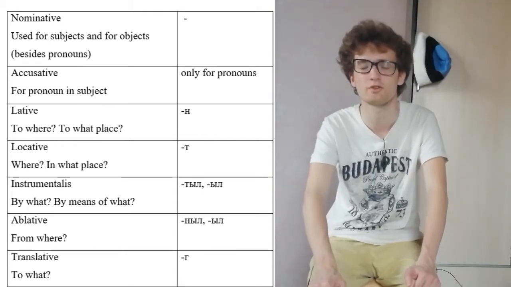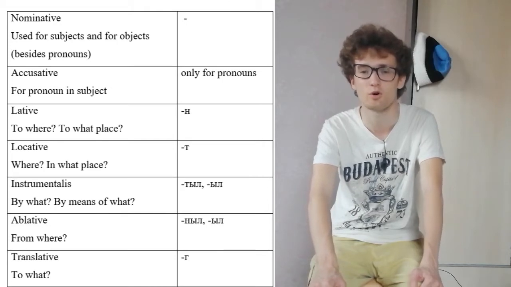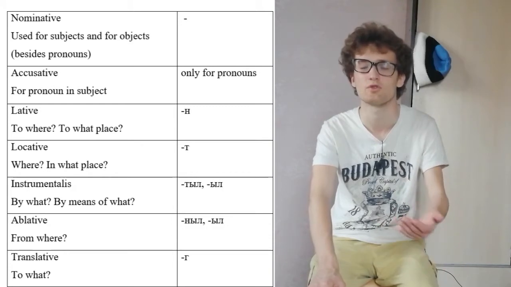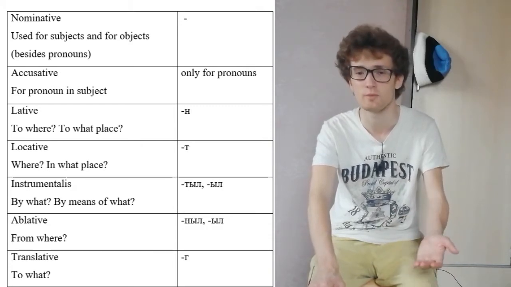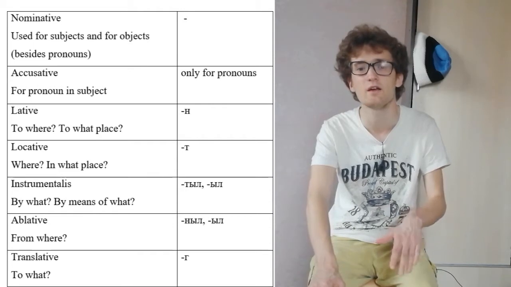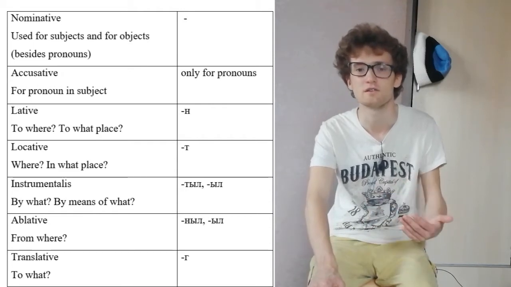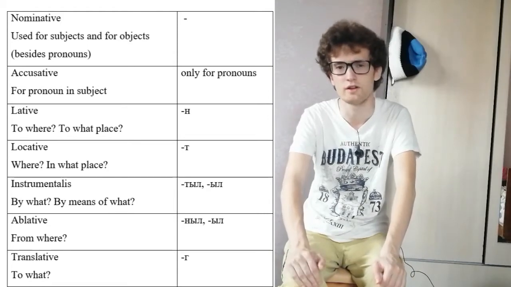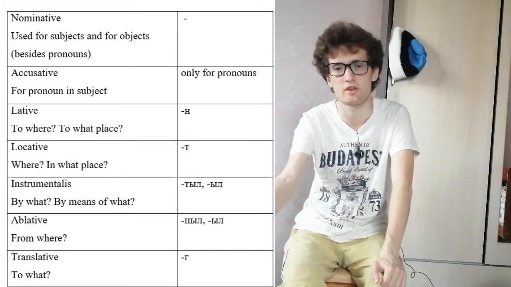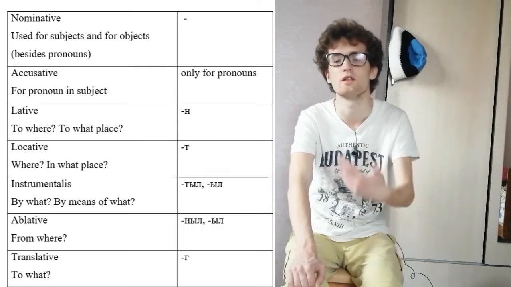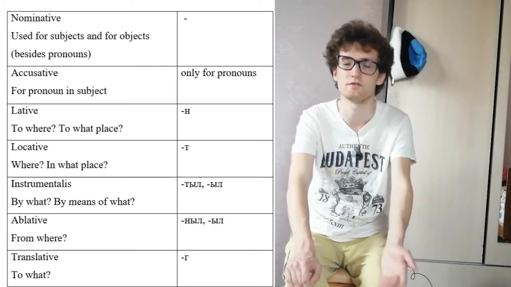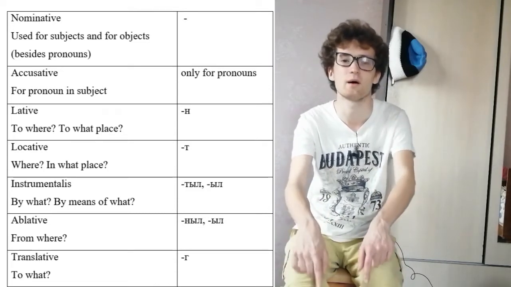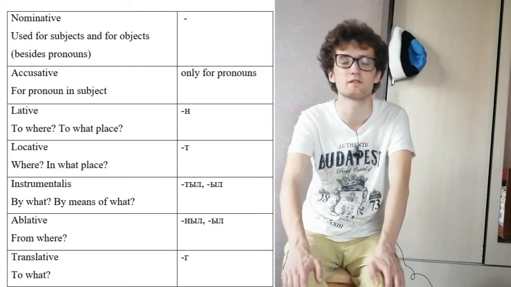So, what to say then about accusative, which modifies only pronouns? We can say that for all parts of speech besides pronouns, it is the same with the nominative. But also we can say that accusative doesn't exist for them. The next case is lative. The analog in English is to something, suffix n. The next case, locative. The analog in English in something or at something, and the suffix is t.